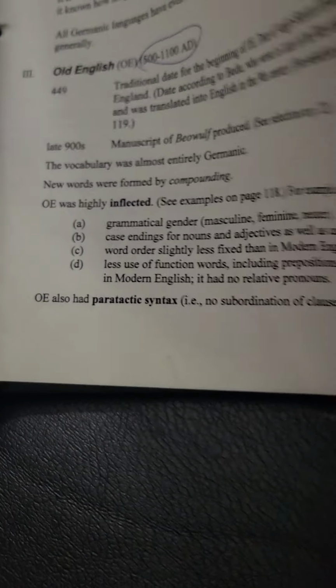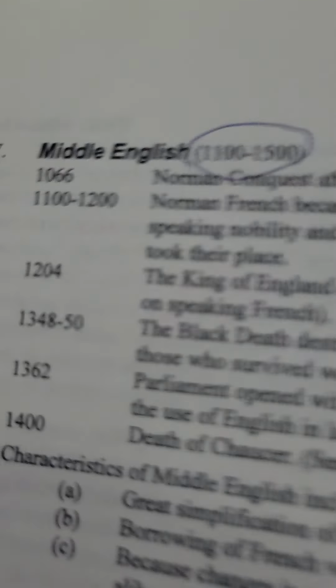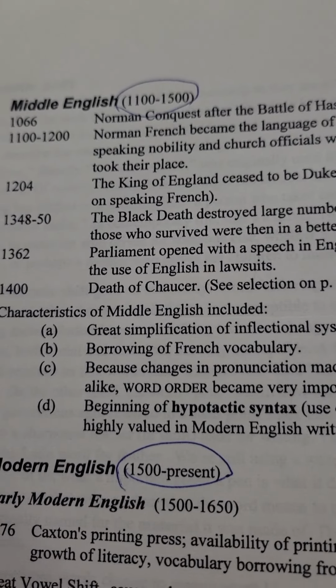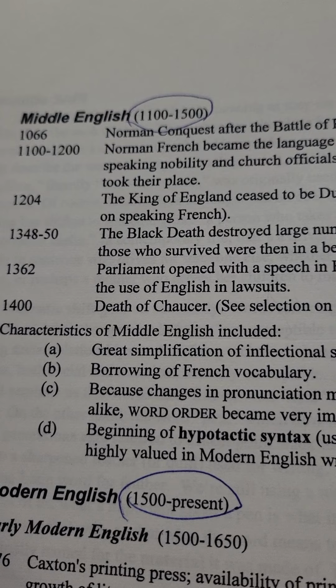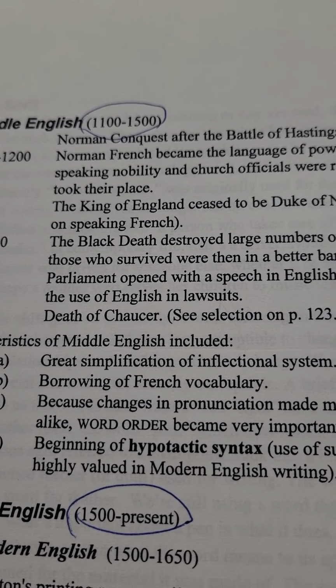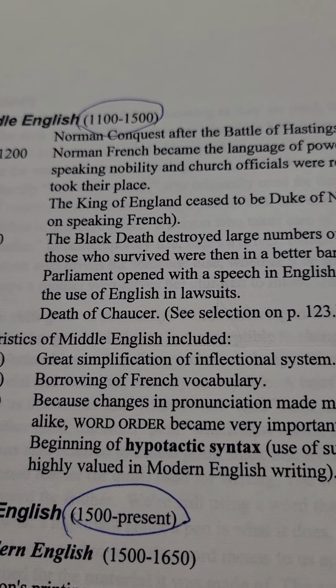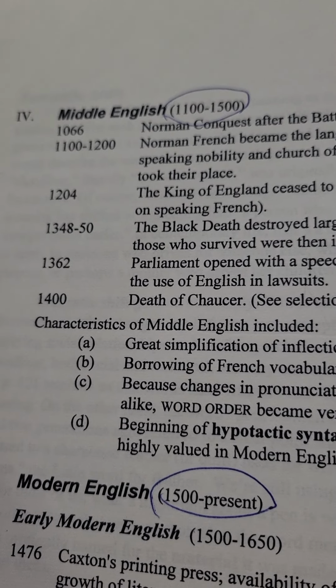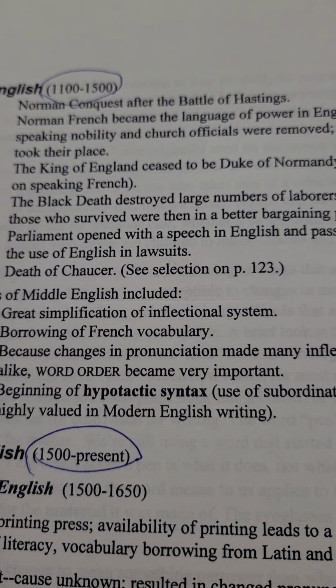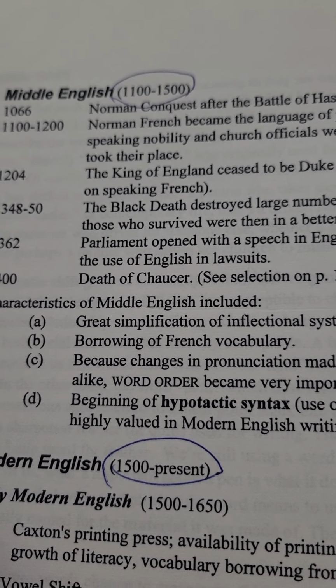All right, so page 114. We're going to get to Middle English. Middle English really started at 1066, but they give a rough date of 1100 to 1500. So this is the Norman Conquest after the Battle of Hastings. So Norman is the French.